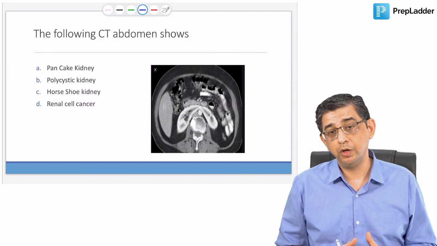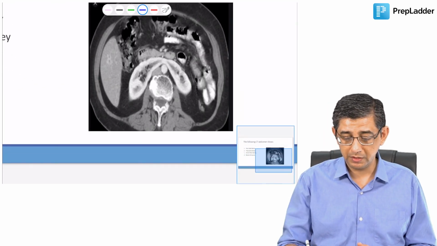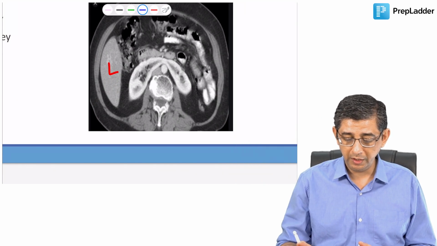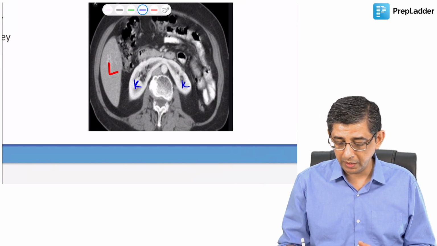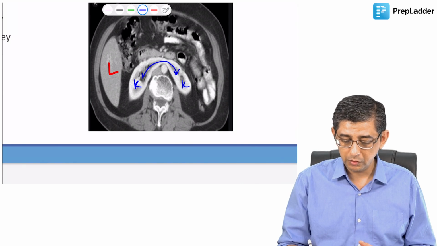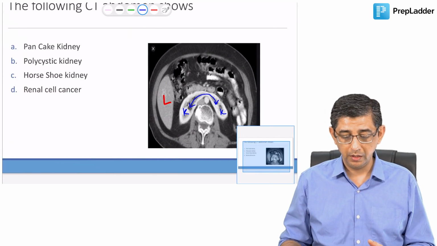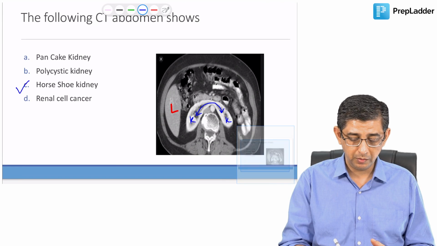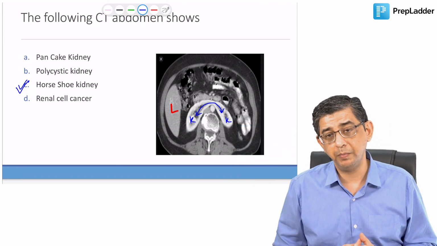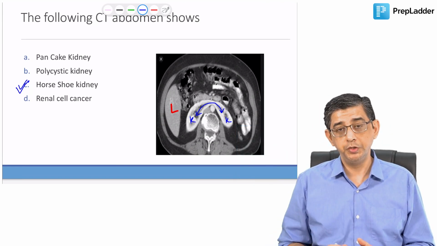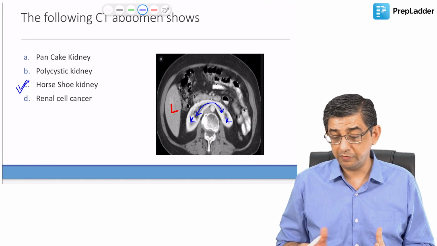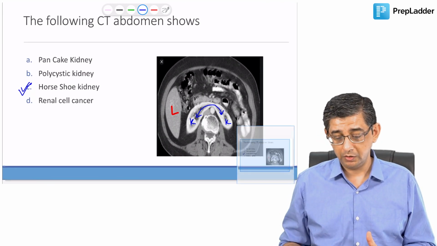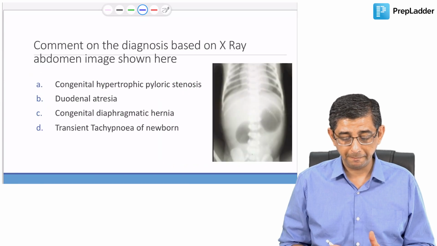The following CT abdomen shows, so you can definitely visualize the liver. You can definitely visualize the kidney parenchyma, and that is united. So this is going to be a horseshoe kidney. The answer to this question is option number C. PTA spot diagnosis can be picked up very easily. You can see the U-shaped curvature of the kidney, which can definitely be traumatized as well. The answer to this question is horseshoe kidney.